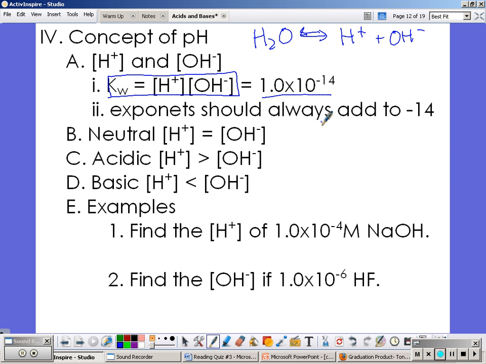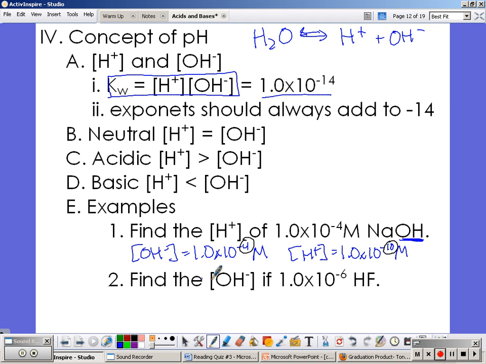So in our first example, we're given NaOH. OH is a base. So the concentration of hydroxide then is 1 times 10 to the negative 4. So my concentration of hydrogen has to be 1 times 10 to the negative 10, so that my exponents 4 and 10 add up to 14.